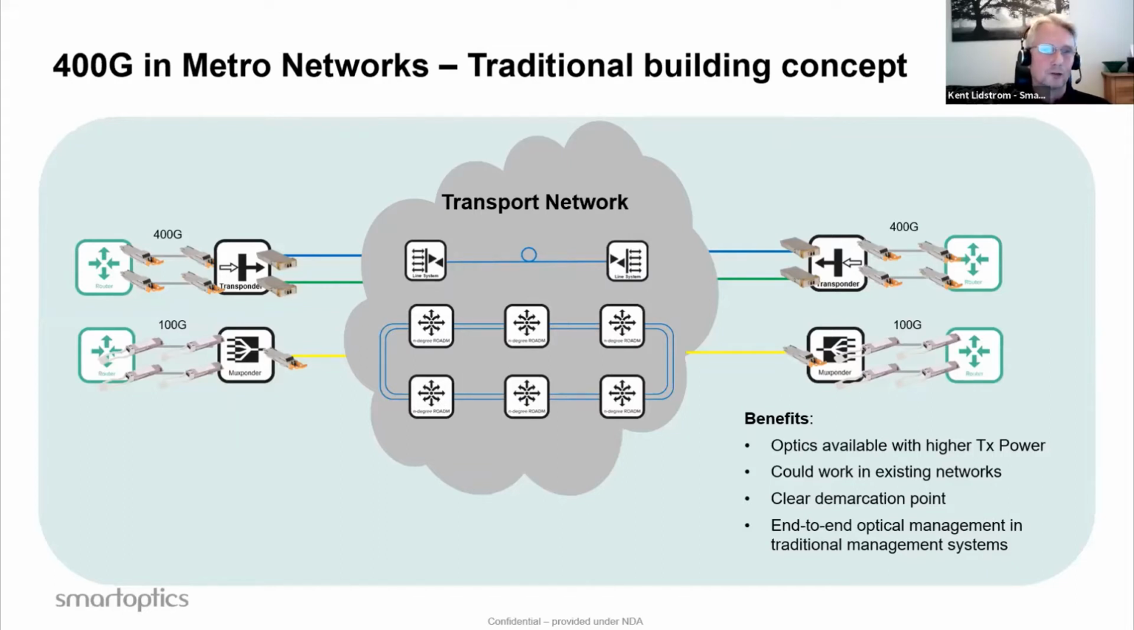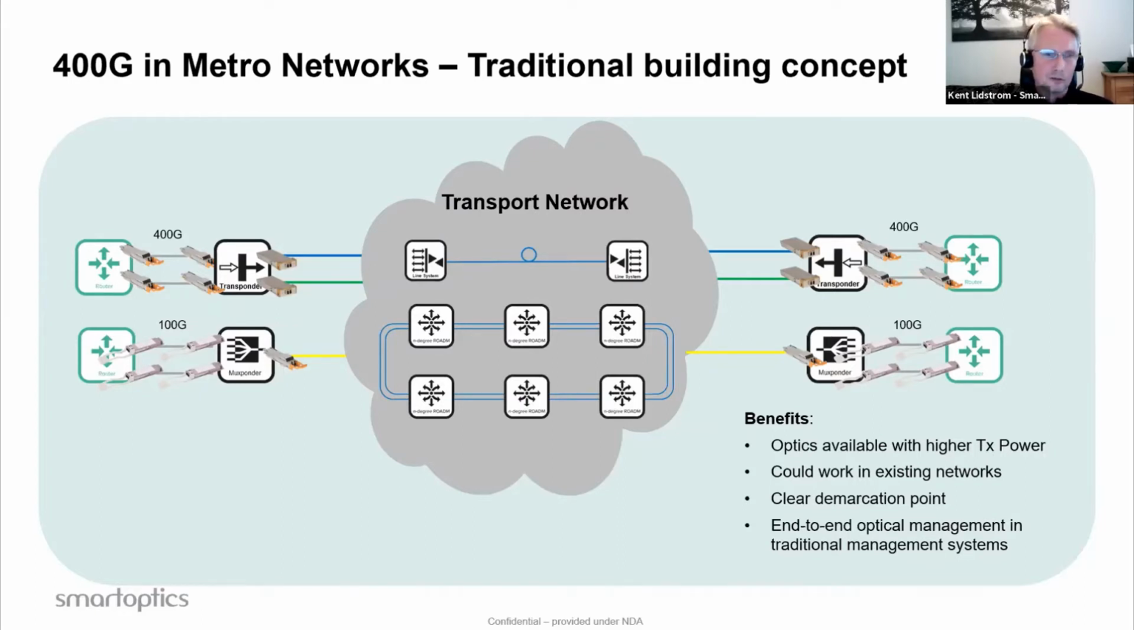And you also get a clear demarcation point. So for organizations, larger operators that have one team for layer 1 and layer 0 or optical transport, and one team for routers, they typically have done this building concept because it's the way that they are organized. And one of the advantages that has also traditionally been considered an advantage here is that if you buy the transponders and the networking gear for your transport network from the same vendor, you can use their management system to get an end-to-end management capability.